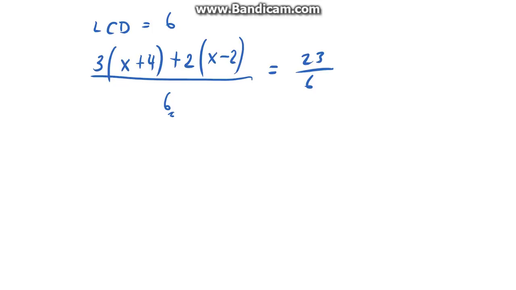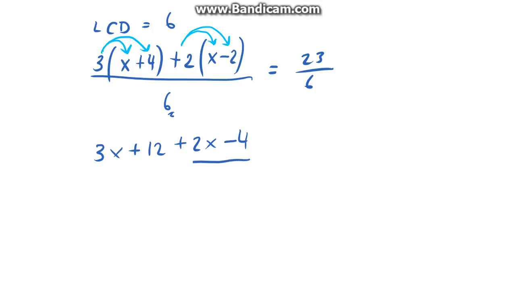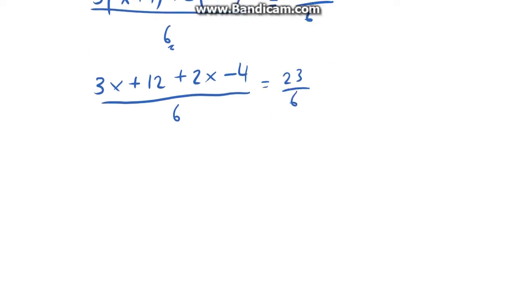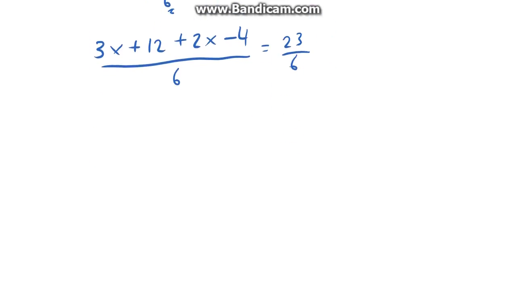From here, all we do is multiply in, so just tidy it all up. If it's outside stuck to a bracket, it's going to multiply by both things in the bracket. So 3 by x gives us 3x, 3 by plus 4 gives plus 12, 2 by x gives us plus 2x, and plus 2 by minus 2 gives us minus 4, all over 6 equals 23 over 6. So it's starting to tidy up a bit. It's becoming one fraction, but we can tidy this a little bit more.